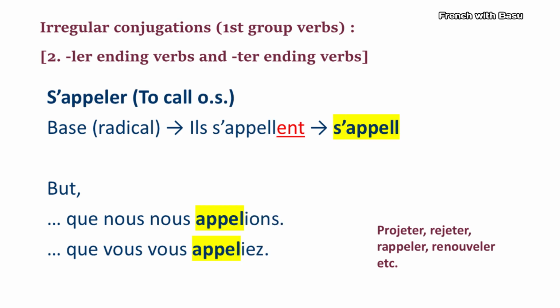S'appeler. The base form is S apostrophe A, deux fois P, E, deux fois L. But with nous and vous, we will use only one L. Que nous nous appelions, que vous vous appeliez. Only one L with nous and vous forms.